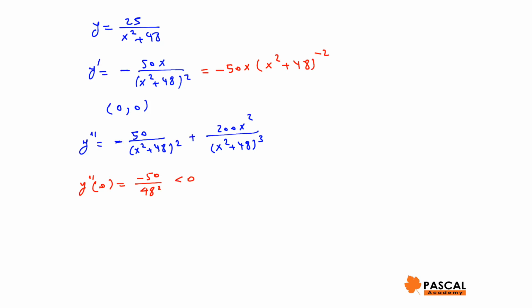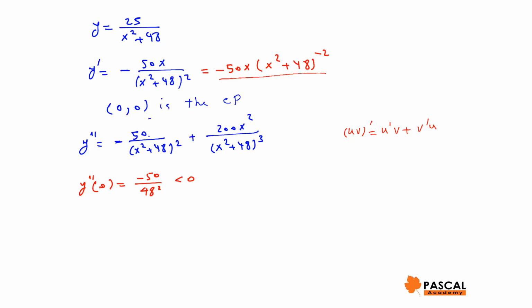The critical point is (0, 0). The second derivative of the function is negative 50 divided by (x squared plus 48) to the power of 2, plus 200 x squared divided by (x squared plus 48) to the power of 3. If we write the function in product form, we know the derivative of a product is the derivative of the first function times the second function itself, plus the derivative of the second function times the first function itself. We get the second derivative.